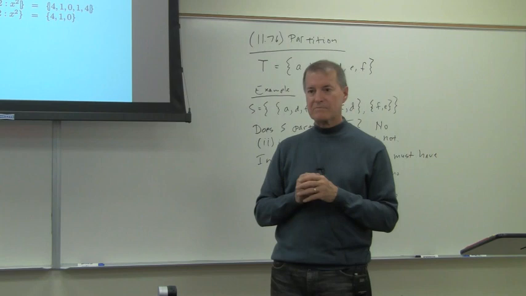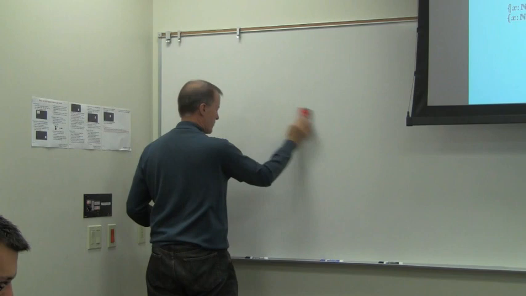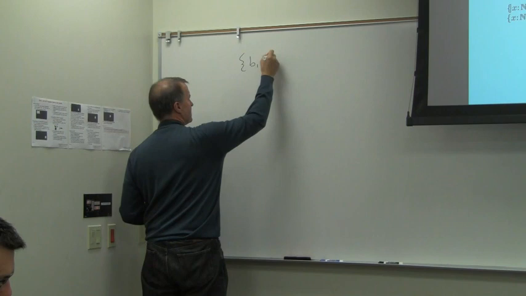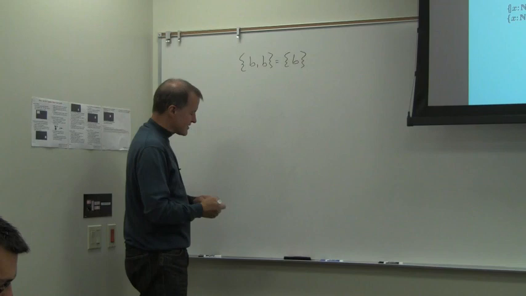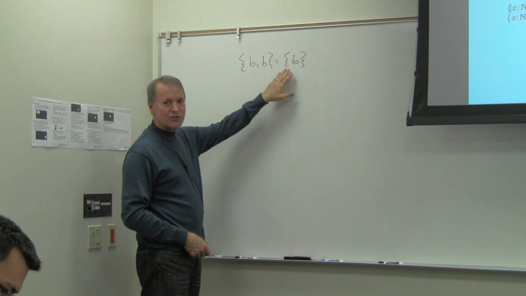You remember with sets, we had this. I think we might have proved this one. Didn't we have it like this? The set B equals the set B. So what this is saying is that duplicates are not allowed, because if you enumerate this twice in an enumeration, it's the same as this. So with sets, duplicates are not allowed. Are you with me?